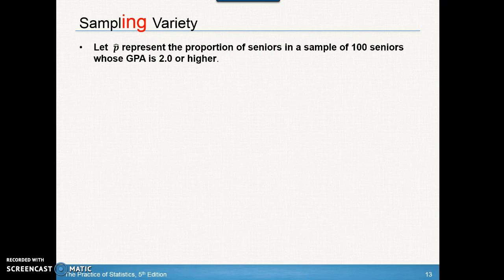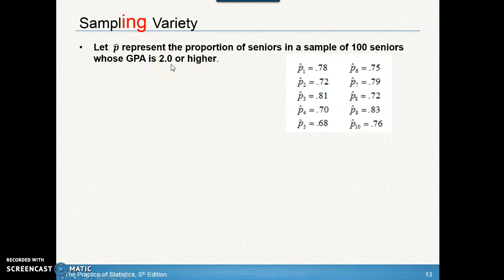All right, so in this case, we're going to think back to that table where we had 100 seniors and we took a look at 100 GPAs. So we're going to let p hat represent the proportion of seniors in the sample of 100 whose GPA is 2.0 or higher. So I have one sample, 100 seniors. P hat is the proportion whose GPA is 2.0 or higher.